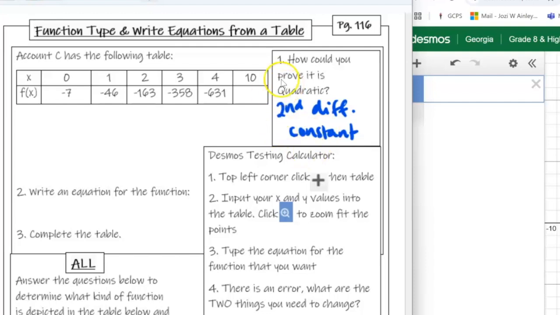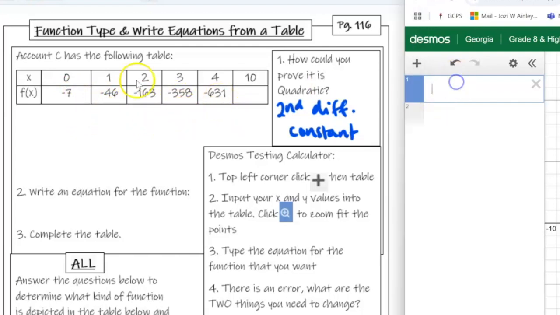And I'm also going to review how to check if it's exponential. So I'll start with exponential. Exponential says that the ratios, what I'm multiplying each time, is constant. What does that mean? When you take your second y value, which is negative 46, divided by your first y value, which is negative 7, you get a ratio. This is called a ratio when you have a number over a number. So it's 6.571. If I'm multiplying by 6.571 every time to get the next one, then those ratios are constant.